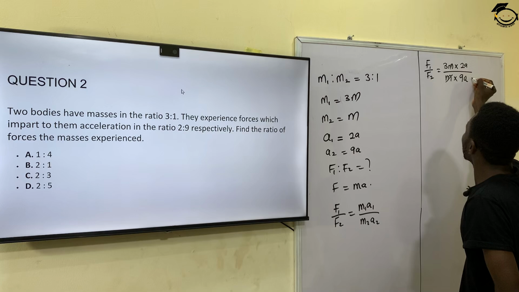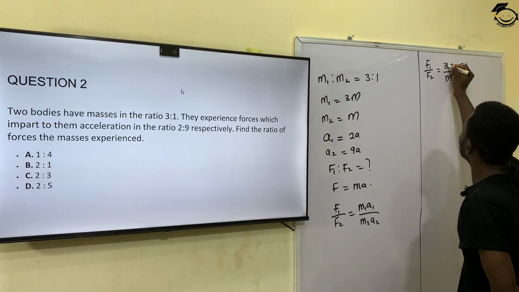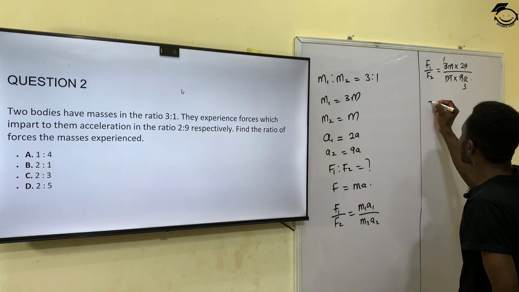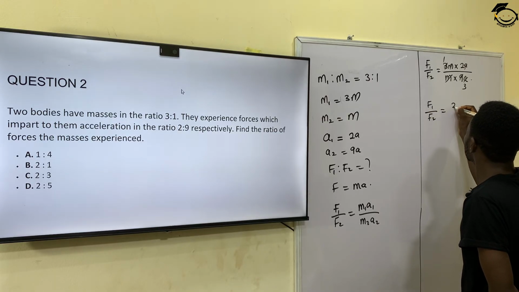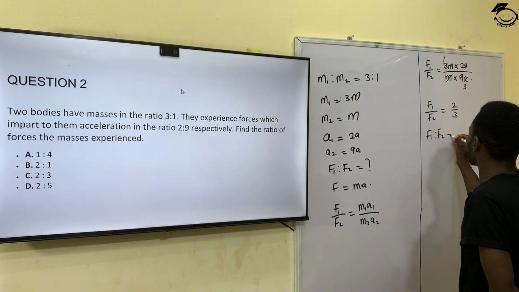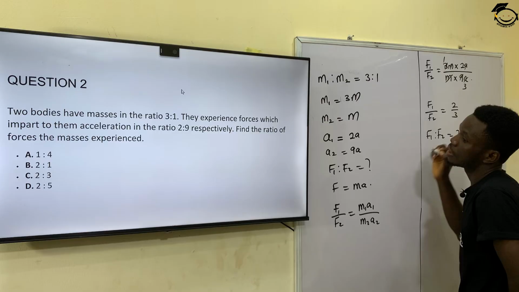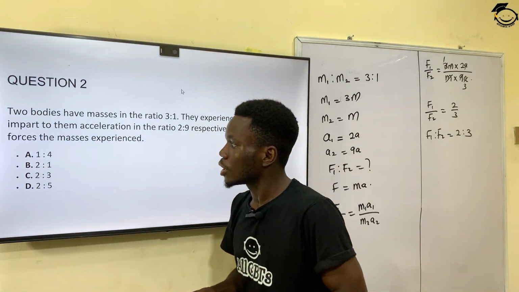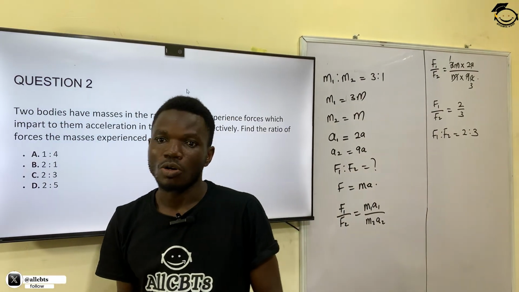So M cancels out M, A cancels out A. 3 here, 1, 3 here, 3. It means my F1 over F2 is 2 over 3, which is the same as saying F1 ratio F2 is 2:3. So the correct answer to this question is 2:3, which is option C.